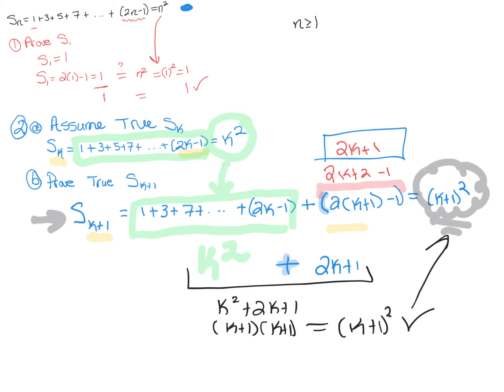So let's try the next one. The next one says that I have S sub n equals 1 squared plus 2 squared plus 3 squared plus 4 squared plus ... plus n squared. This is going to equal n times n plus 1 times 2n plus 1, all over 6. And it says for all integers n greater than or equal to 1.